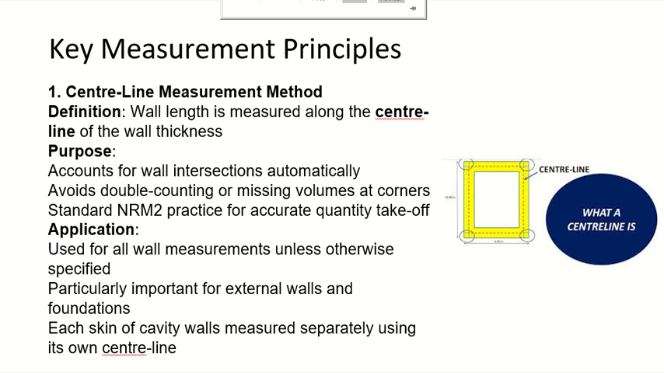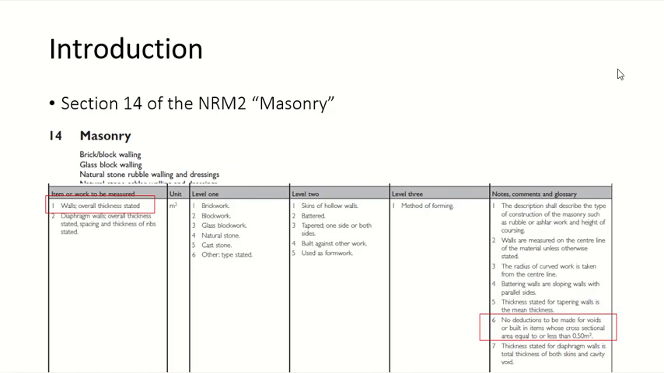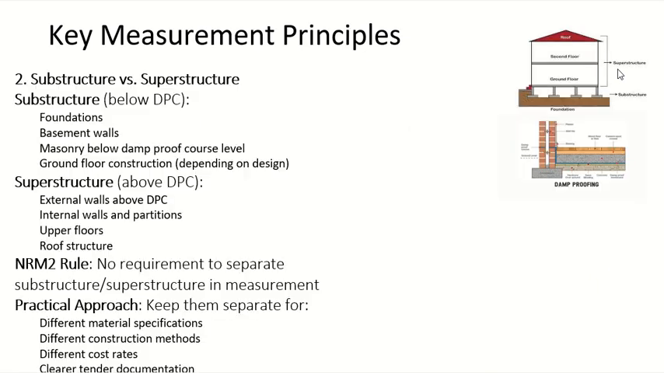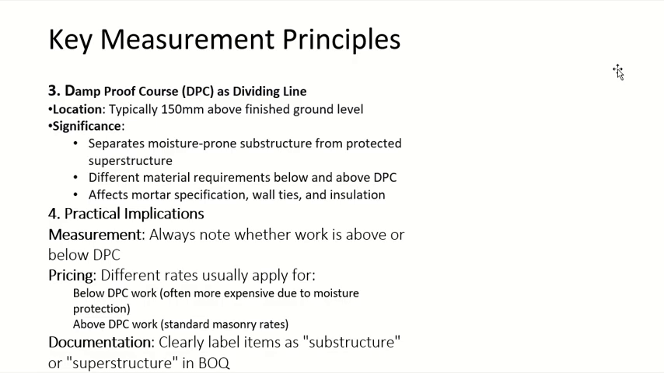What we started last time was the calculation for walls, that is in the superstructure itself. We have already done this for the substructure. And what we discussed last time was what section we are following, and some key measurement principles. We stopped here.